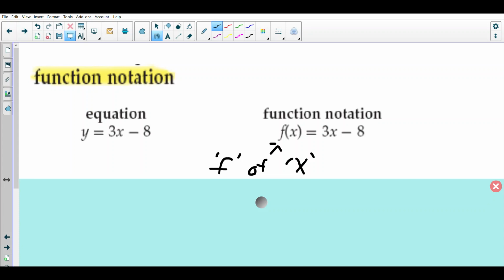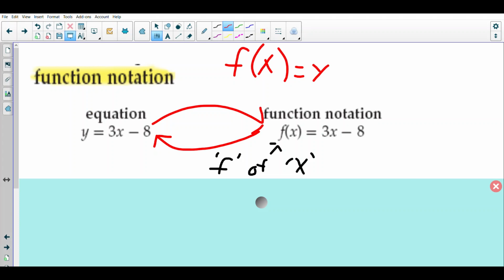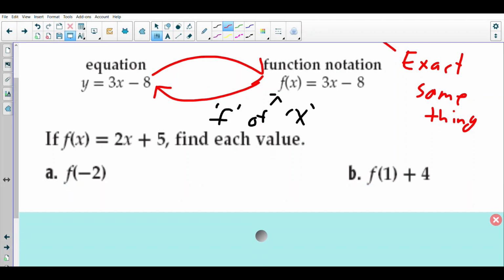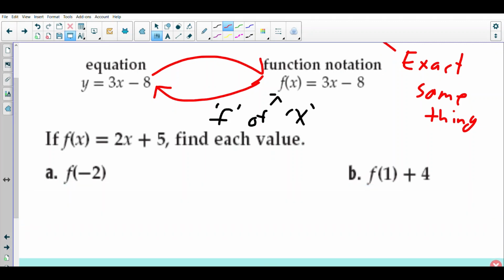So if we use some substitution, we can see that f of x is just equal to y. They are the exact same thing. F of x and y are the exact same thing. So it's just a fancy way of writing y. What it's going to do is help us to substitute in. So let's do a few examples before we finish up today.